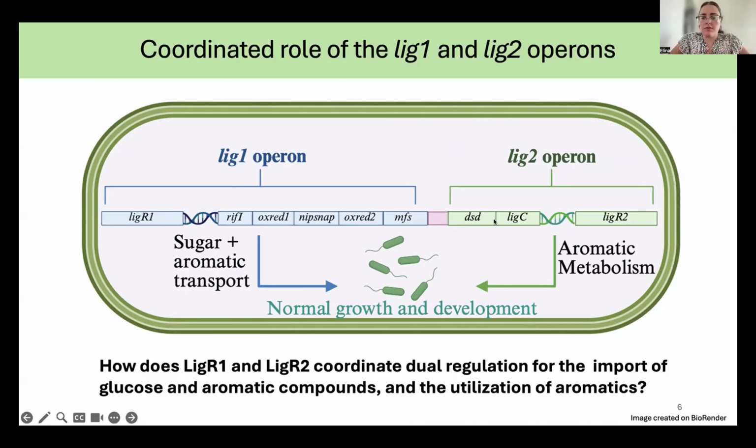These two proteins are involved in the formation of protocatechuate, and this LigC protein is one of the enzymes involved in the meta-cleavage of protocatechuate into the final intermediates, oxaloacetate and pyruvate, for entry into the TCA cycle. Now, this Lig2 operon has a LigR2 regulator, and given the proximity of these two operons, we hypothesize that they function together to regulate the import of sugar and aromatic compounds, as well as the metabolism of aromatics.